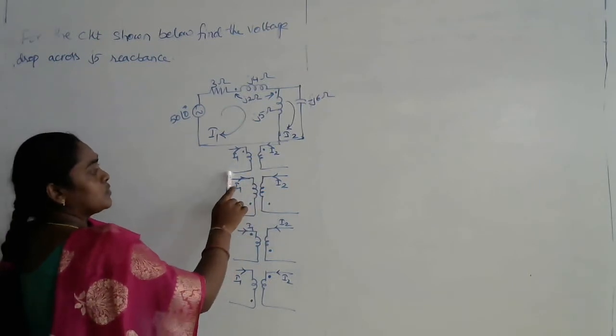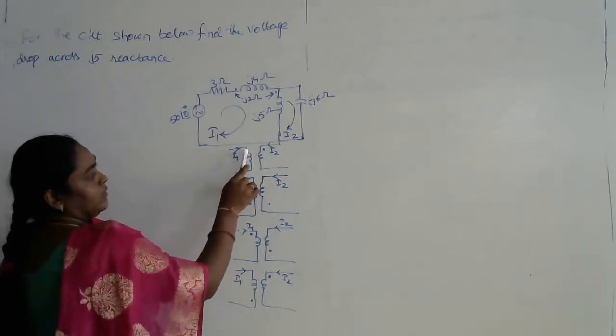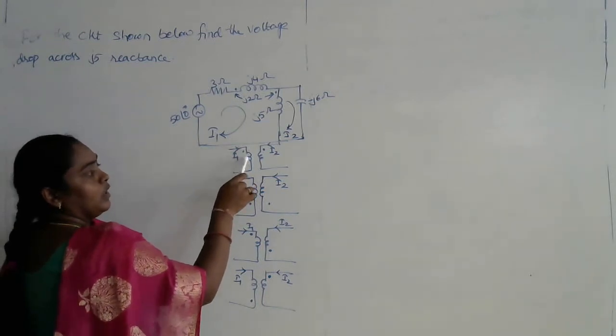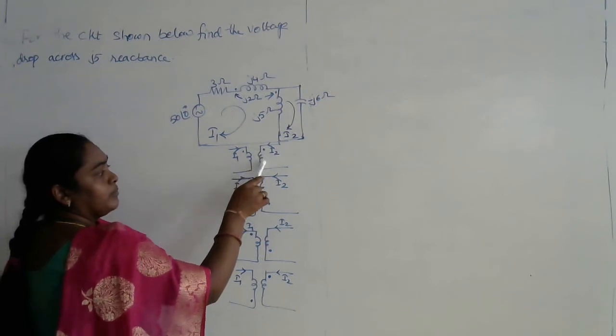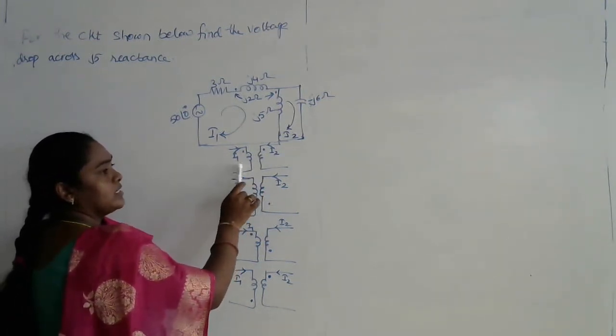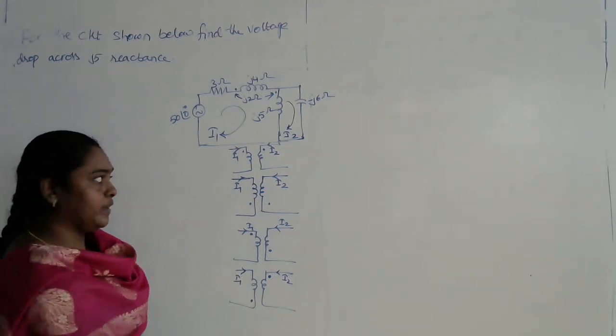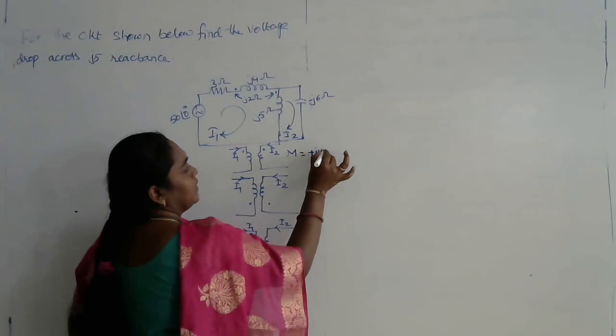For the first one, the current I1 is flowing in this direction, that is from dot to coil. The second current I2 is also flowing from dot to coil. When both the directions of flow of current are in the same direction in case of a dot convention, the mutual inductance is represented with positive.